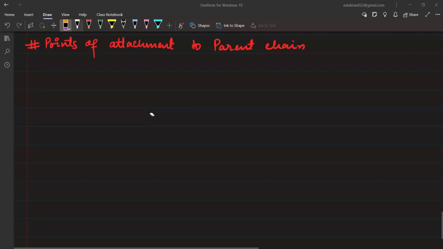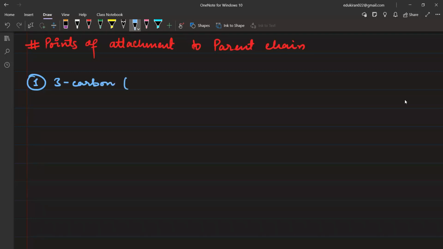Points of attachment to parent chain. So the first case I will take is the case of 3 carbon atoms. Obviously, when you have 3 carbon atoms, the substituent will be propyl, but there will be different types of propyl.